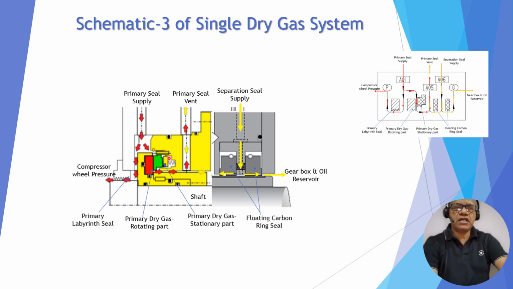The basic funda is this: the primary seal supply pressure should be more than the compressor wheel pressure as well as more than this pressure. Similarly, the separation seal supply pressure should be more than the primary seal vent pressure as well as more than this side pressure. So this is the main purpose or main rule of sealing.